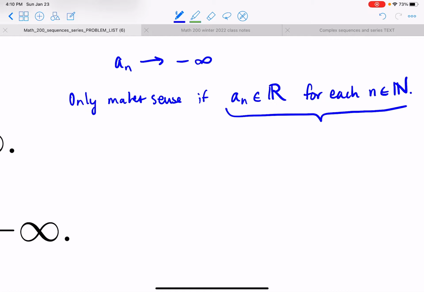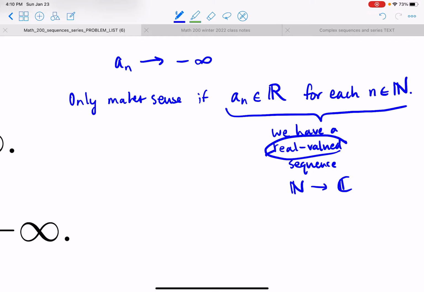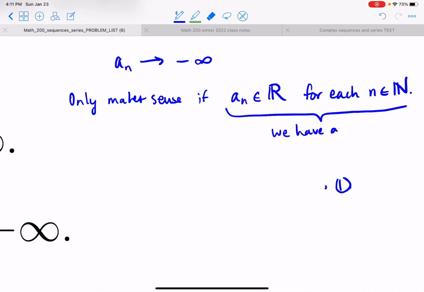This means we have a, sometimes people say real valued sequence because a sequence is a function from the natural numbers to somewhere. And so if it's a function to the reals, we say it's real valued. If it's a function to the complex numbers, we say it's complex valued. And if it's a function to the rational numbers, then we say it would be rational valued. Okay.